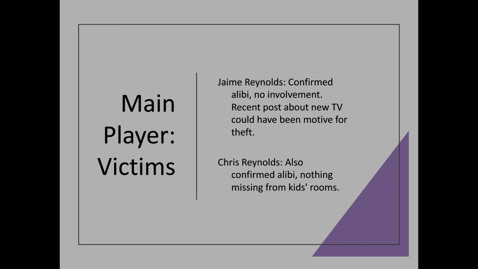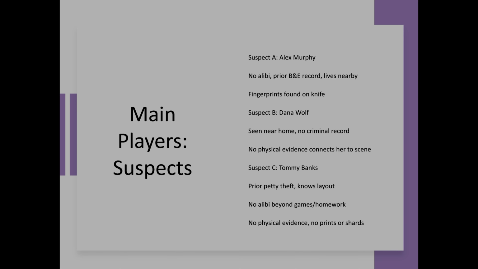Jamie and Chris Reynolds were confirmed to be out with their kids and had solid alibis. They had no involvement. However, a recent social media post about a new TV might have made them targets. Alex Murphy had no alibi and prior breaking and entering charges. His fingerprints were on the knife, and glass was found in his clothing. Tommy Banks knew the layout, but also lacked forensic evidence tying him to the crime.